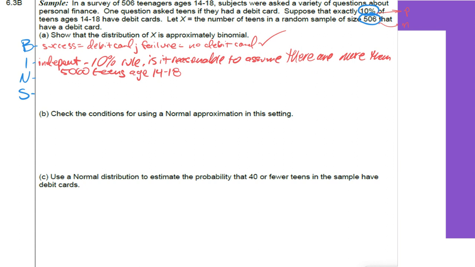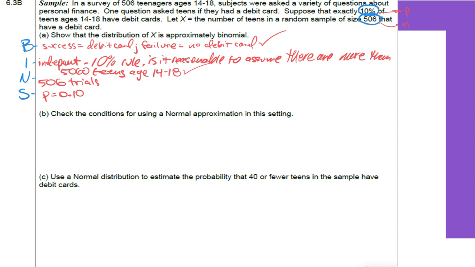So basically it's saying, is it reasonable to assume that there are more than 10 times 506 teens age 14 through 18, so in this case 5,060, in the U.S.? Yes, it's pretty reasonable to assume that. So they are independent. And then there are 506 trials. It tells us that. That's our lowercase n. And then p, the chance of success, is 0.10. I don't know how they would determine that we know exactly 10% of all teenagers have a debit card.